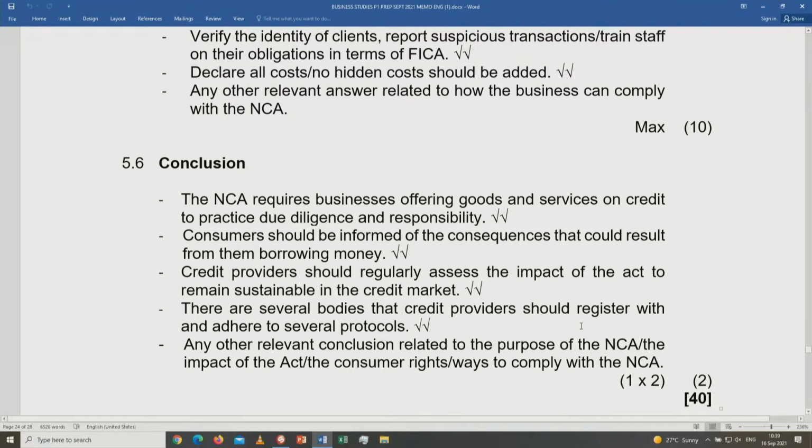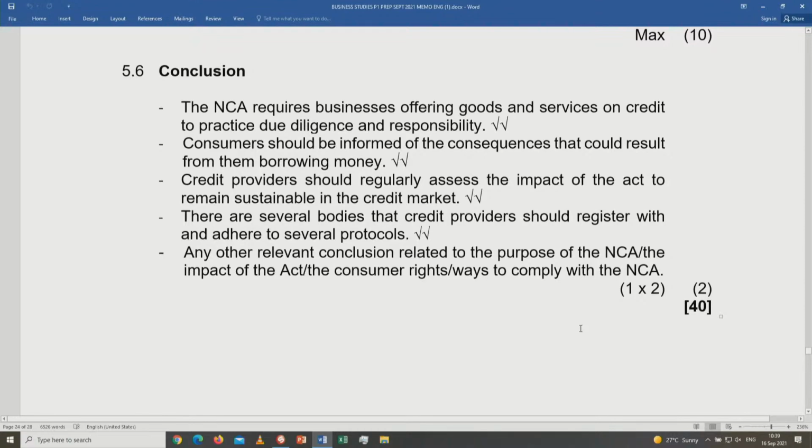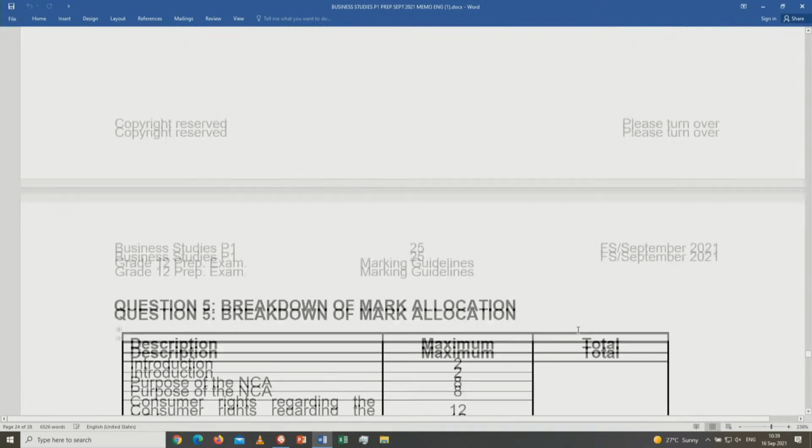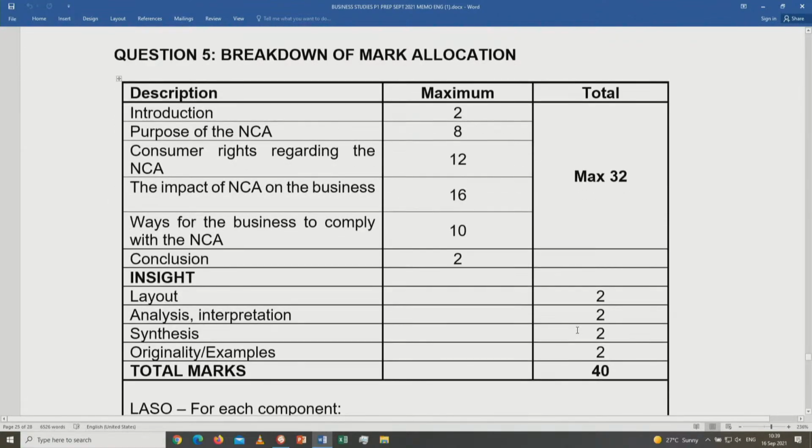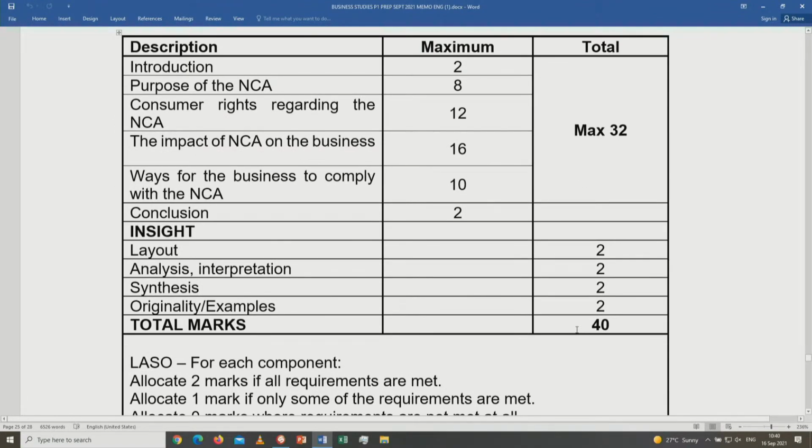And then it brings us to the end of our essay. Maximum is 40 marks. Let's look at the breakdown of the marks. Introduction is 2 marks. Purpose is 8. Consumer rights is 12. Impact is 16. Ways to comply is 10. Conclusion is 2. You now reduce that to a maximum of 32. And then you've got your lasso, which is 8 marks. And then you've got your 40 marks there.